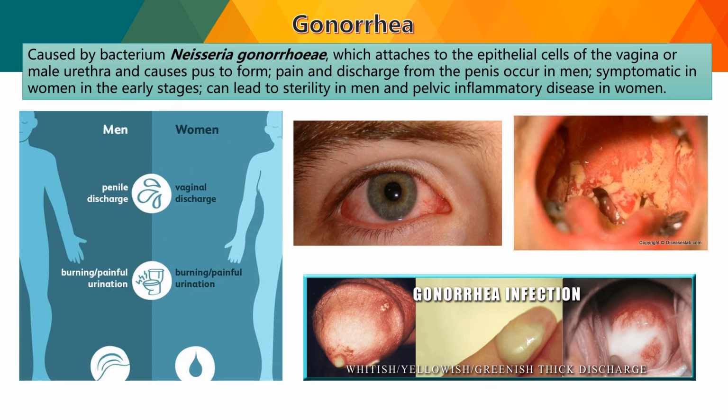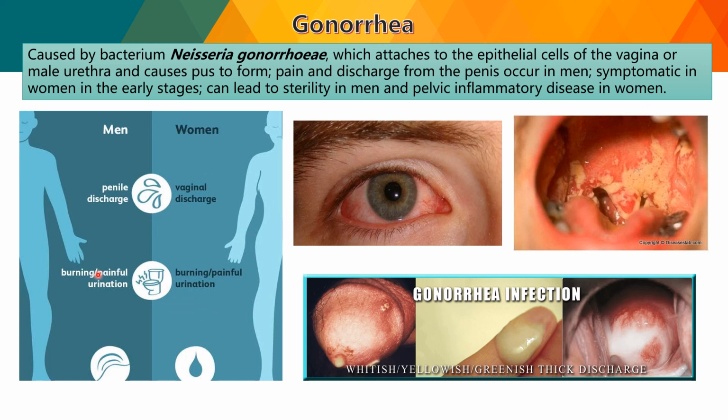So it is caused by the bacterium Neisseria gonorrhoeae, which attaches to the epithelial cells of the vagina or the male urethra and causes pus to form. Pus is nana in Tagalog. Okay? So pain and discharge from the penis occurs in men and then symptomatic in women in the early stages and can lead to sterility in men and pelvic inflammatory diseases in women. So parang ito yung tinatawag nila sa Tagalog na tulo.